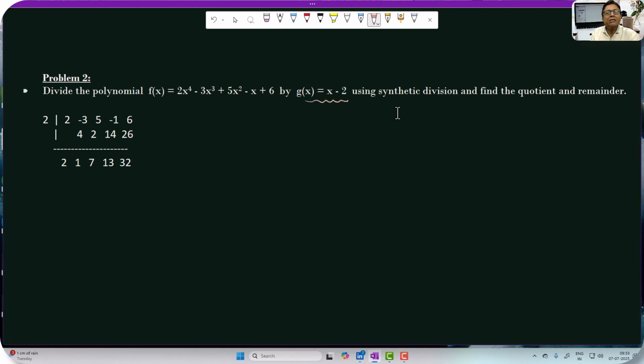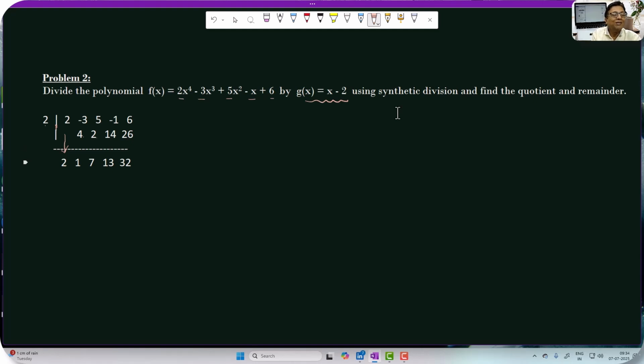Let me show you another example on synthetic division. We are going to divide this polynomial by gx equal to x minus 2. Using synthetic division, find the quotient and remainder. Same method. The absolute term here is minus 2, make it plus and take it here. Change the sign of the absolute term, take it here and write the coefficients one by one. That is 2, minus 3, 5, minus 1 and 6.